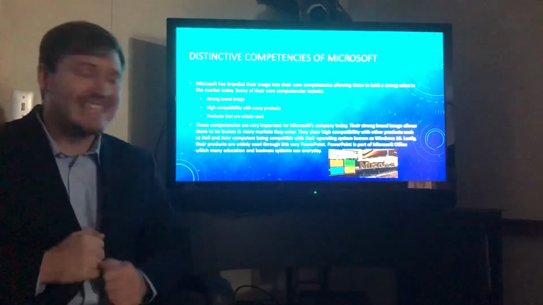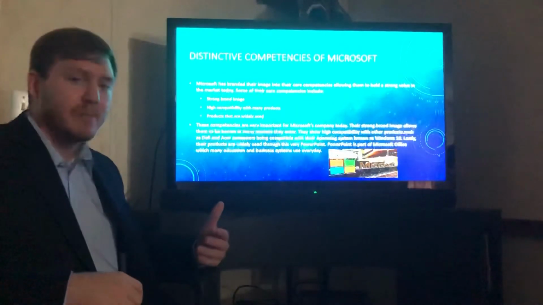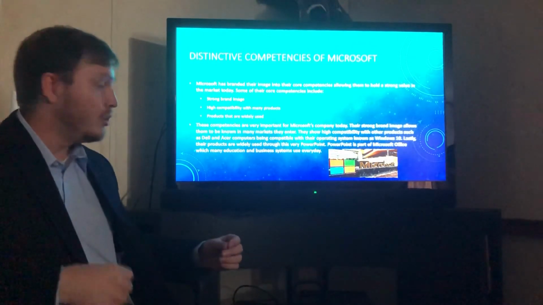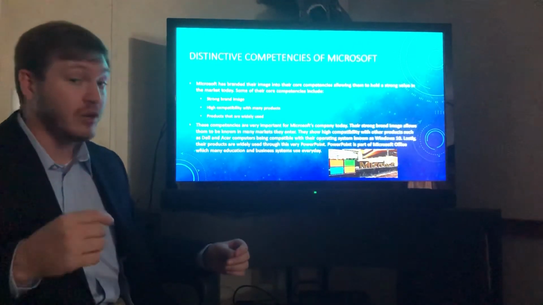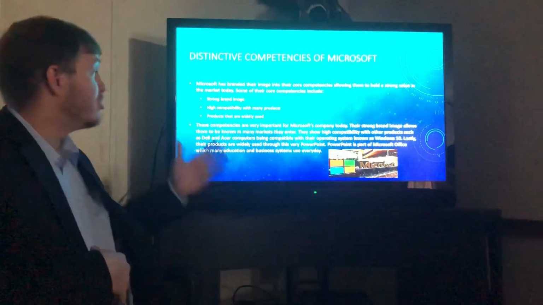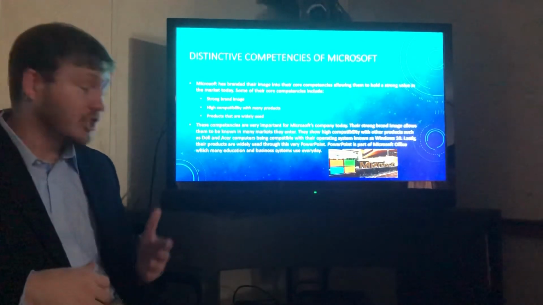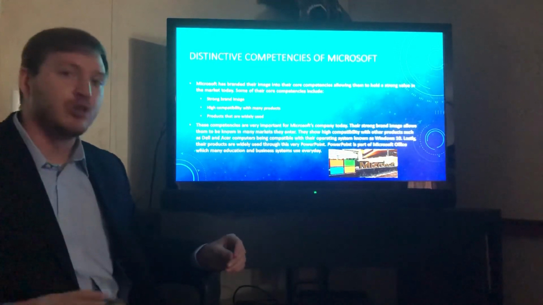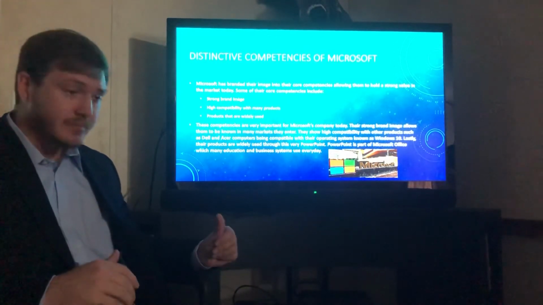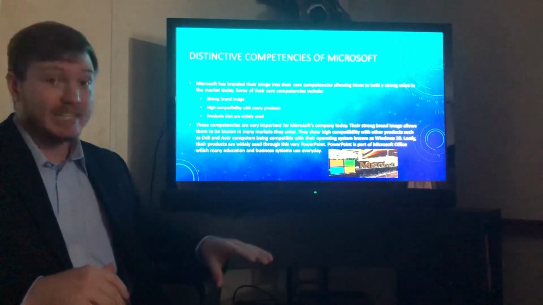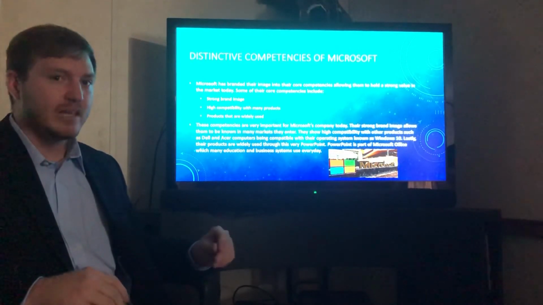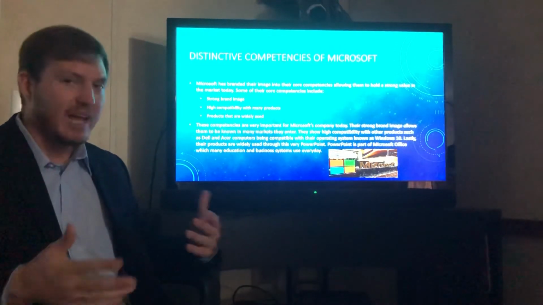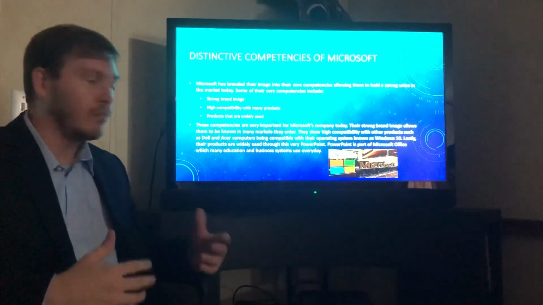Moving on, some of the distinct competencies of Microsoft. Now, the competencies are really what the company's good at. When you hear Microsoft, you know Microsoft. This really shows that they have a strong brand image. This is really helpful, and it helps them get into new markets. So when they're trying to get into a new country, they can say, hey, look, we're Microsoft, and a lot of people say, oh, I've heard of Microsoft, because they have such a strong brand image.